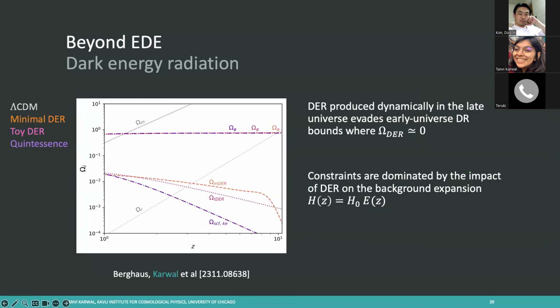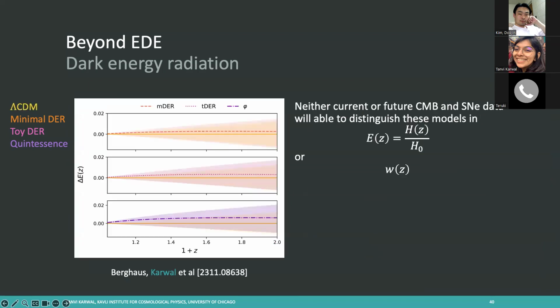What that looks like is this, again, in terms of energy densities versus redshift. So you have matter, you have radiation, you have dark energy, and then this sort of dark radiation is growing in the late universe because you're generating it. If you can generate it in the late universe, you completely skirt any early universe bounds. They just don't matter. And you also cannot distinguish them from quintessence at all with current data, or even with future data.